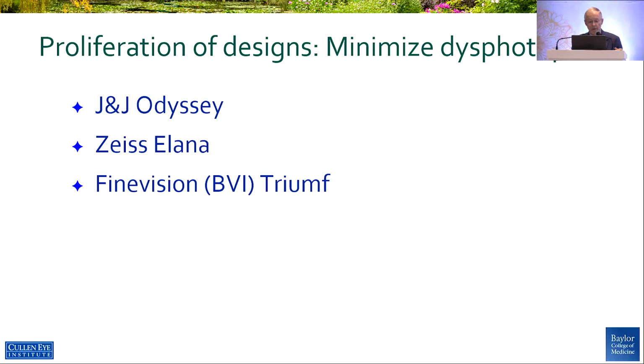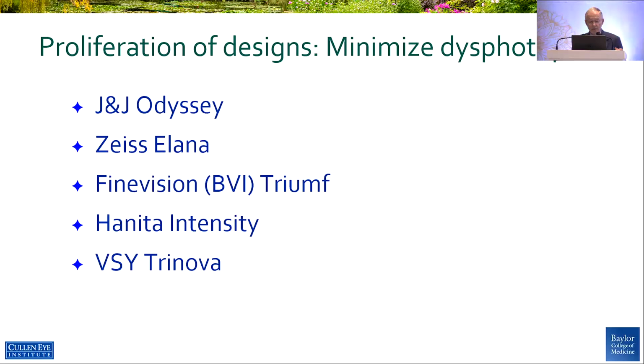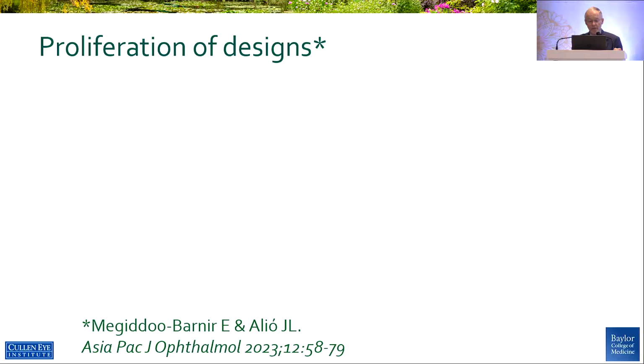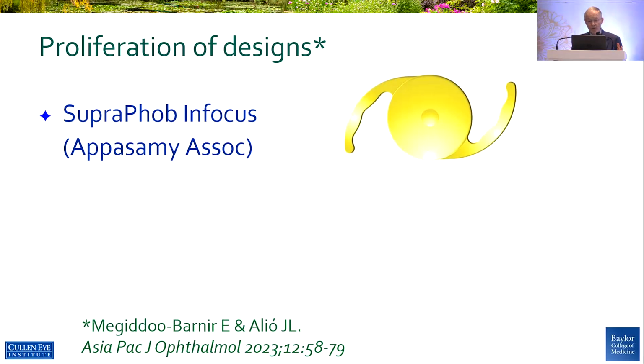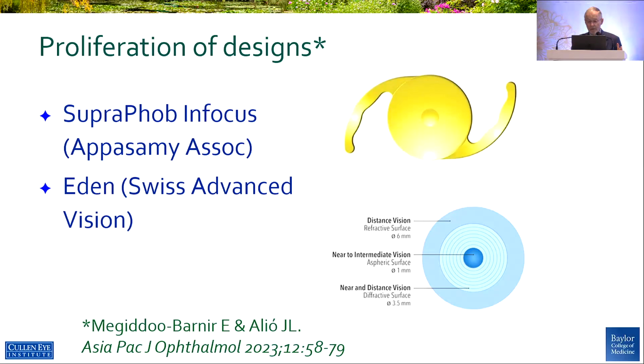Zeiss has a new one, the Alana. We have the Fine Vision Triumph, Hanita Intensity, VSY Trinova, and the Rainer Galaxy, which uses a very different sort of optical design. And all of these are designed to provide the best range of vision and minimize glare. And we have other interesting designs that have all kinds of little innovative approaches.